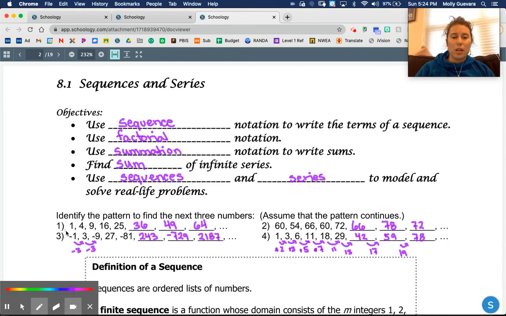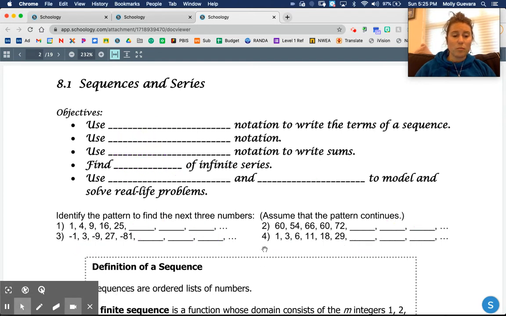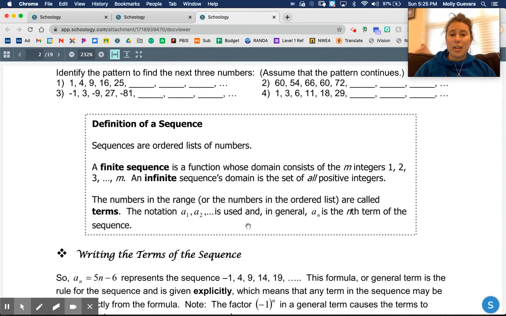Okay, so all four of these are examples of a sequence. So a sequence is just an ordered list of numbers. Here's the definition right now. Okay, a finite sequence is one whose domain consists of any number from 1 to an ending value, okay? Meaning like 3, 5, 7, 9, without that dot, dot, dot, this is a finite sequence, right?